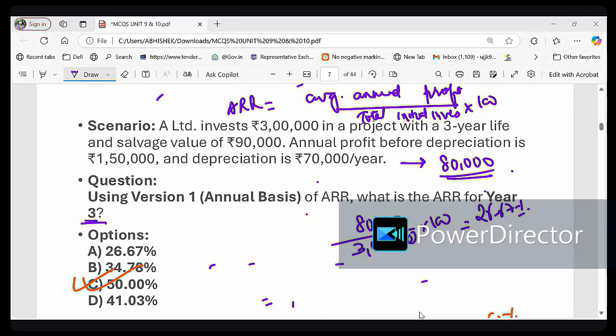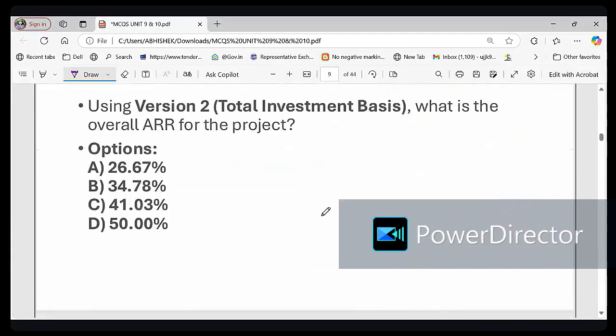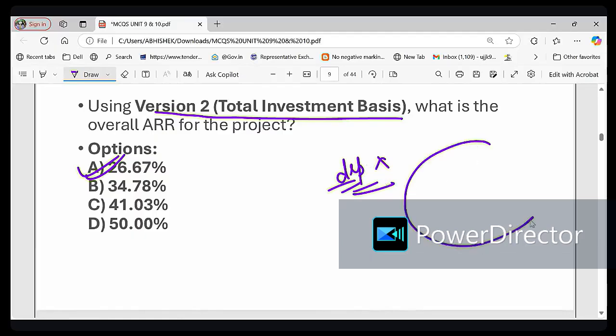Yes, very good. So the answer to this question is option A. Is it clear? This is called version 2 of ARR. It is calculated using the average annual profit and the total initial investment. We don't take depreciation into account because we treat the entire investment as constant. So the answer is 26.67%. I hope it is clear now.